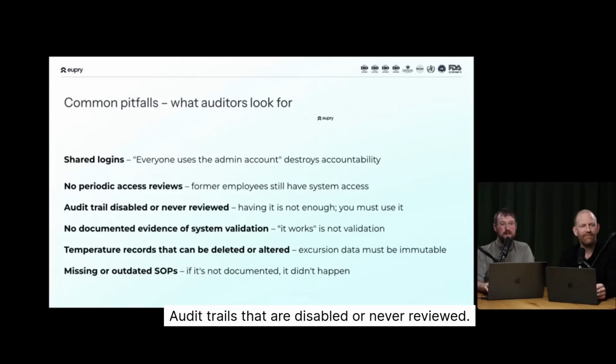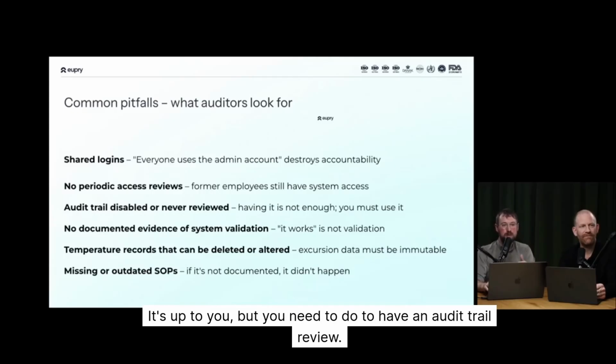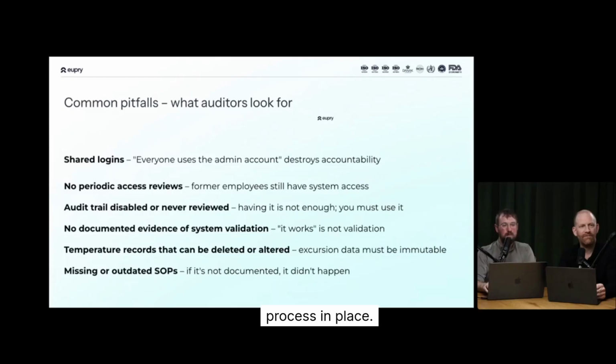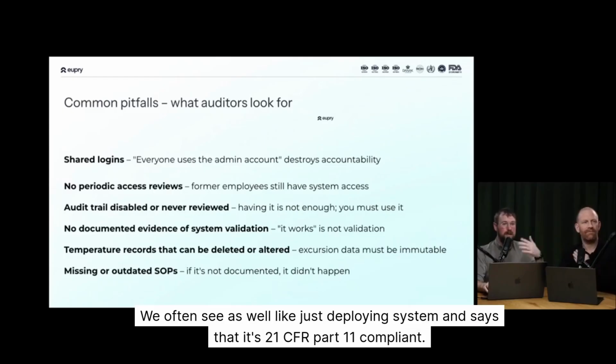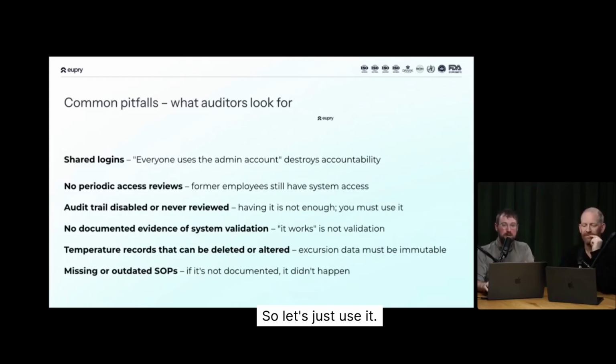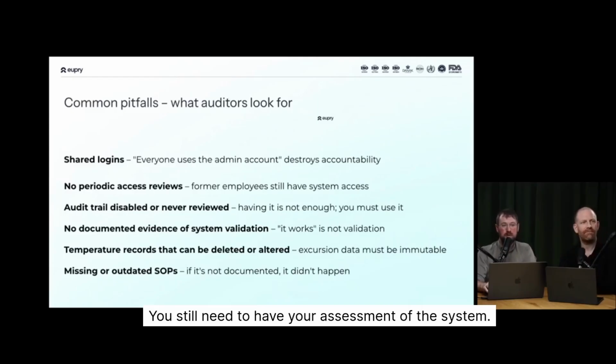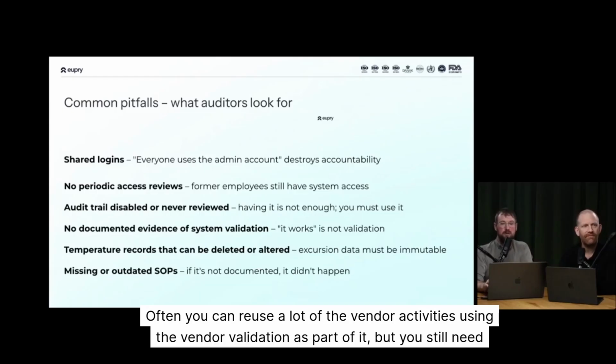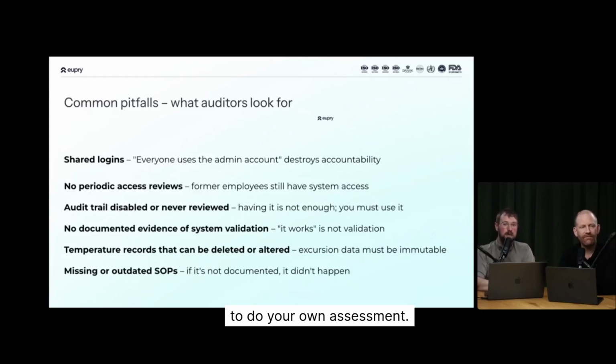Audit trails that are disabled or never reviewed. How much should you review and so forth? It's up to you, but you need to have an audit trail review process in place. We often see as well just deploying a system that says it's 21 CFR Part 11 compliant, so let's just use it. You still need to have your assessment of the system. Often you can reuse a lot of the vendor activities, using the vendor validation as part of it, but you still need to do your own assessment.